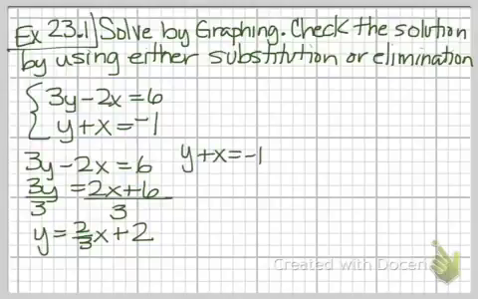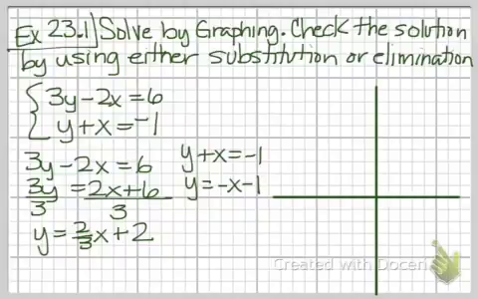The second equation, y plus x equals -1, we need to get that in y equals form as well. So we'll subtract x from both sides to get y equals -x minus 1. So now we can graph our 2 lines.